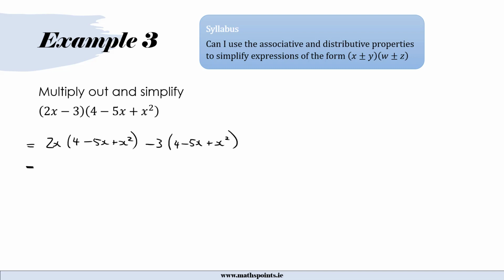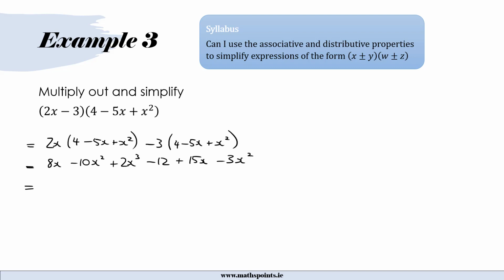Multiplying this out, we get 2x by 4 is 8x, 2x times minus 5x is minus 10x squared, 2x by x squared is 2x cubed, minus 3 by 4 is minus 12, minus 3 by minus 5x is plus 15x, don't forget a minus by minus is a plus, and then minus 3 by x squared is minus 3x squared.